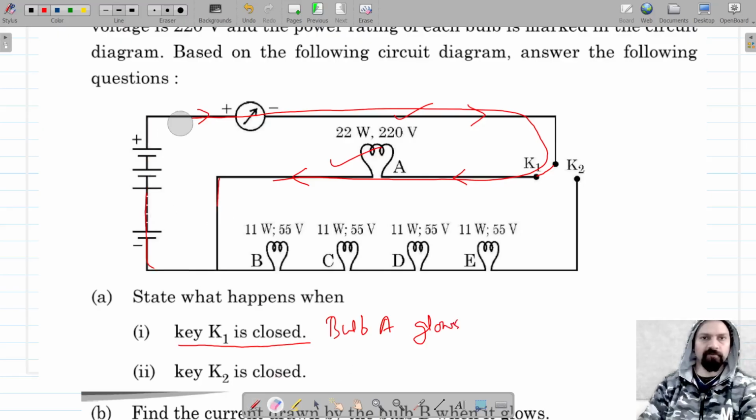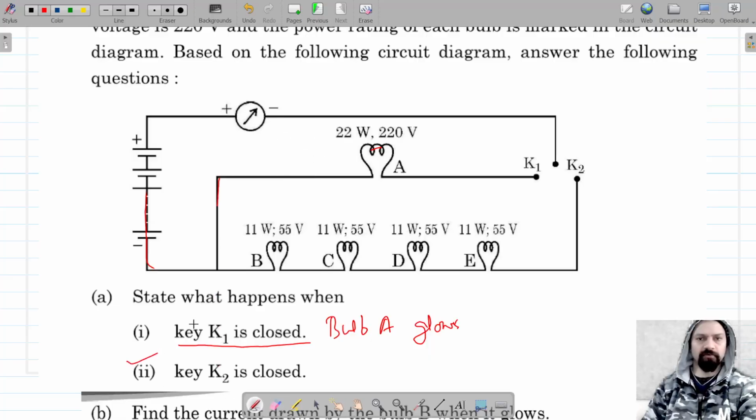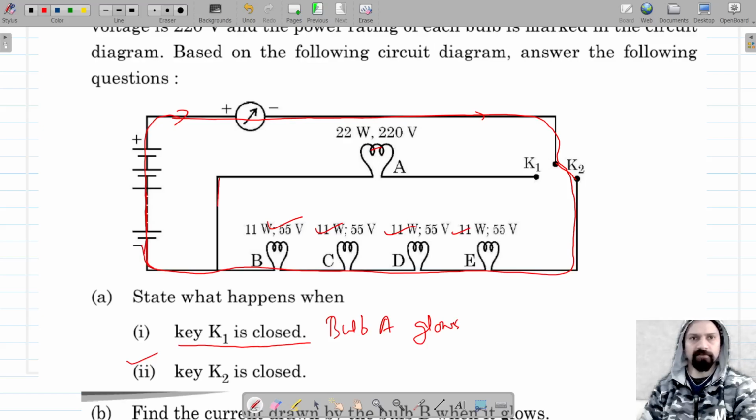Okay, now for the second part, what will happen when key K2 is closed? When key K2 is closed, now this is the continuous path for the current. We have to find the continuous and the closed path. So that means B, C, D, and E will glow. So we can write bulbs B, C, D, and E glow.